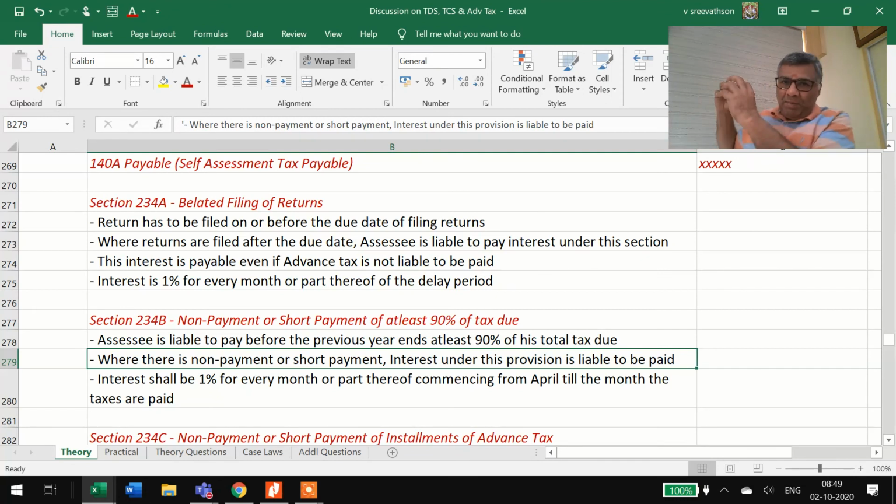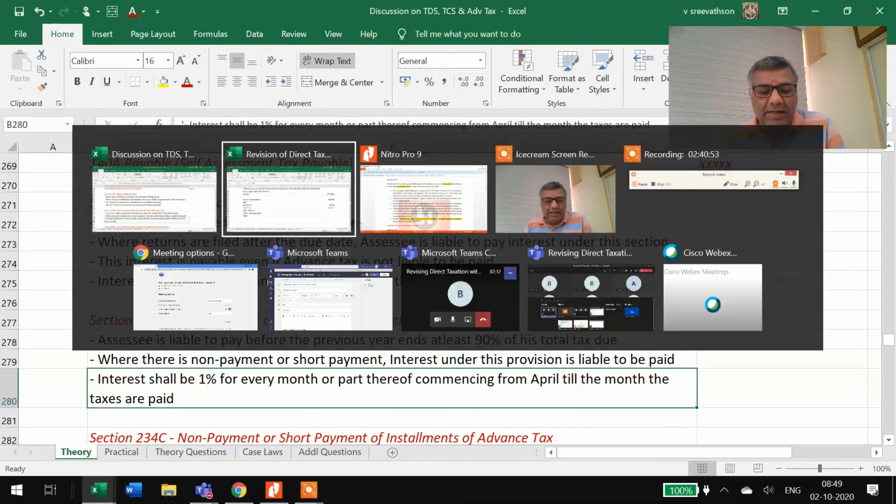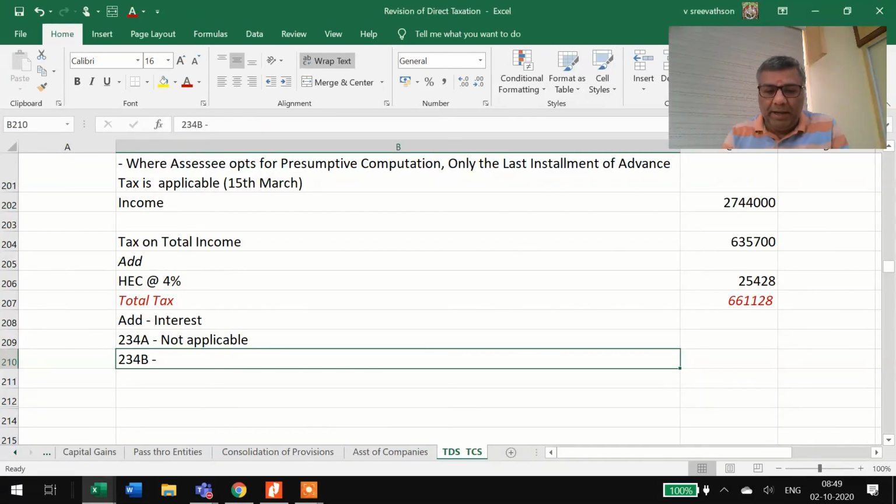If 90% is paid, no shortfall, no 234B. Where 90% is not paid, the shortfall is the difference between the total tax and the advance tax paid. Where there is non-payment or short payment, interest under this provision is applicable. Interest will be 1% for every month or part thereof, commencing from April till the month that the taxes are paid.